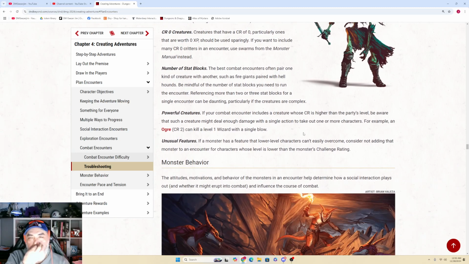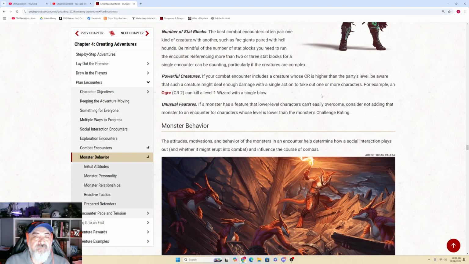CR0 creatures. Creatures that have a CR of 0, particularly ones that are worth 0 XP, should be used sparingly. If you want to include many CR0 critters in an encounter, use swarms from the Monster Manual instead. Number of stat blocks. The best combat encounters often pair one kind of creature with another, such as fire giants paired with hellhounds. Be mindful of the number of stat blocks you need to run the encounter. Referencing more than 2 or 3 stat blocks for a single encounter can be daunting, particularly if the creatures are complex.